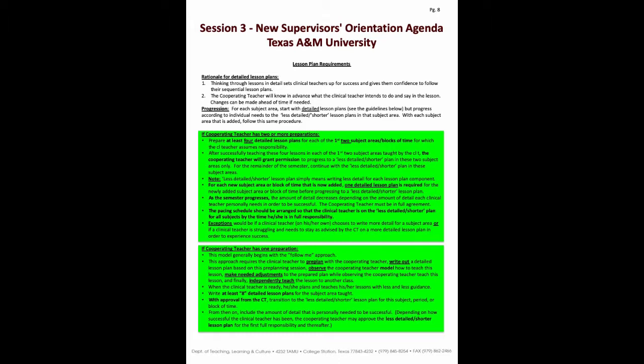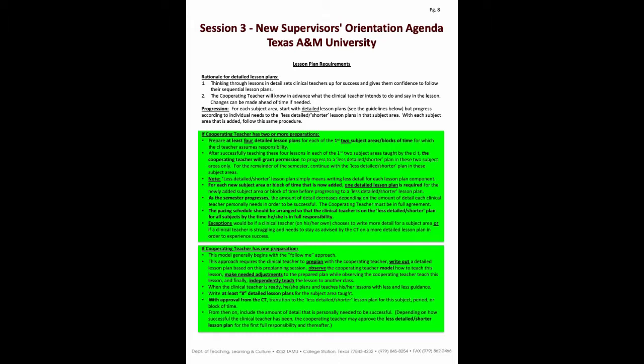For each new subject area or block of time that is now added, 1 detailed lesson plan is required for the newly added subject area or block of time. If the clinical teacher is experiencing success, the cooperating teacher will give his or her approval to progress to a less detailed, shorter lesson plan. As the semester progresses, the amount of detail decreases depending on the amount of detail each clinical teacher personally needs in order to be successful. The cooperating teacher must be in full agreement.